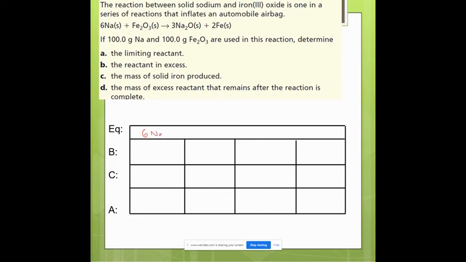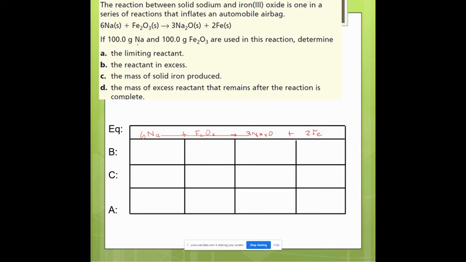So 6Na, and then we've got Fe2O3. Oh, that erased everything. Well, I guess we're starting over. All right, let's try it again. 6Na plus Fe2O3. We've got 3Na2O and 2Fe. All right.